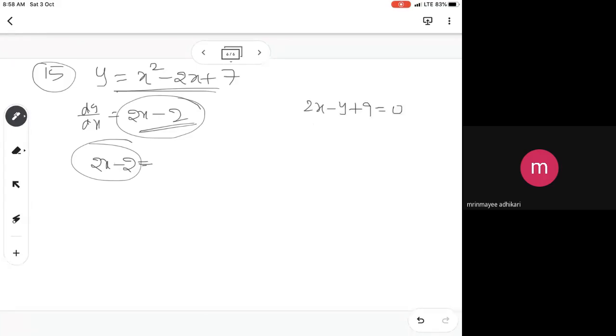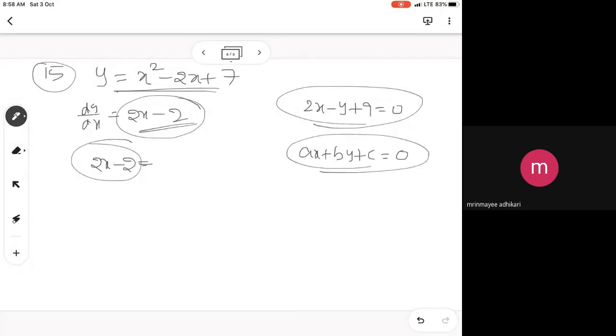So can anyone say what the slope of this equation is? How do you find the slope of the equation? If ax plus by plus c is equal to 0 is the equation given to you, the slope m is equal to, can anyone say, minus a by b. The slope of the equation is minus a by b.